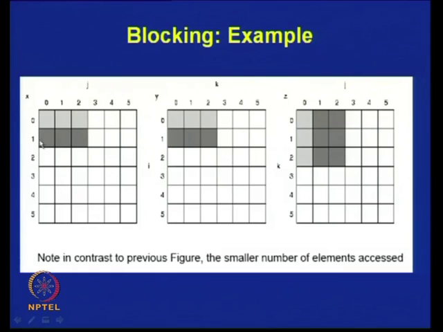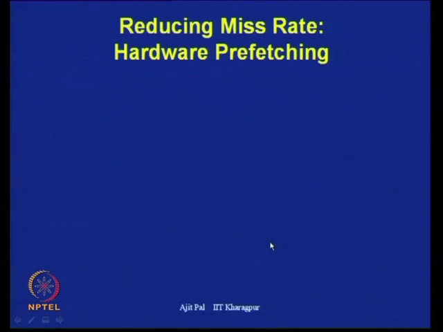In this particular case, as you can see, in contrast to the previous figure, a smaller number of elements are accessed. Earlier, you were accessing a larger number of elements; now a smaller number of elements are accessed for array x, for array y, and also for array z. And you are doing the computation over this area only. So, one block, then you will go to another block. In this way, block by block, you will do the computation and performance will improve. The total number of computations will not change in this case, however, the performance will definitely improve.